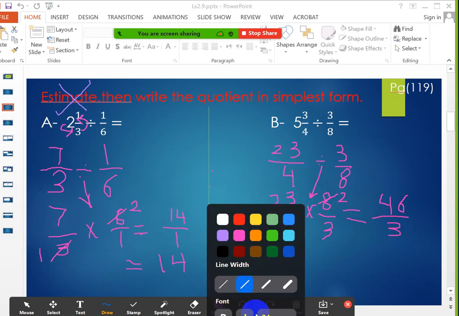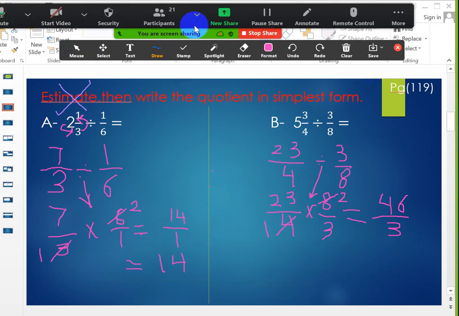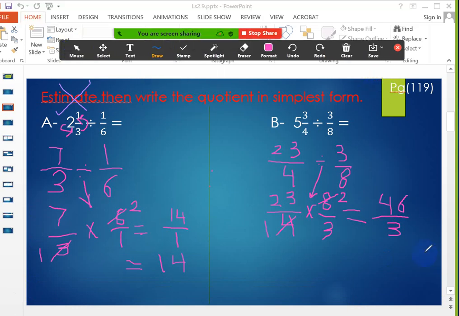Girls, before we finish, look, 46 over 3. Is it the simplest form for the quotient? No, it's not the simplest form. Because when the numerator is greater than the denominator, that means I can write the fraction as a mixed number. Okay? So it will be what?